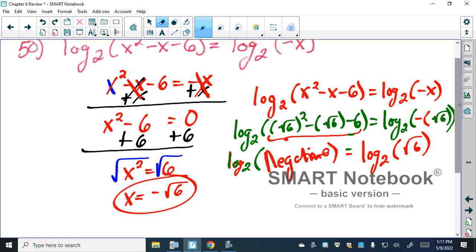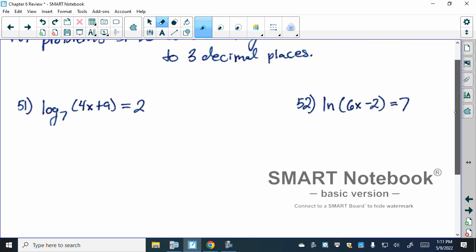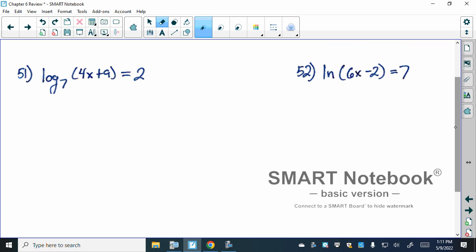Any other questions on number 50? Questions on 51 or 52? Or one of these two that we want to look at?